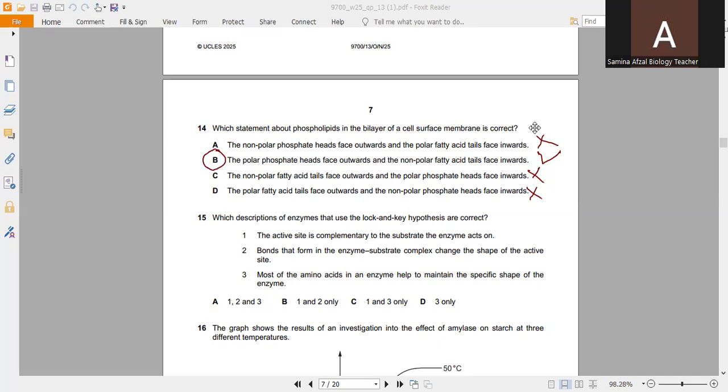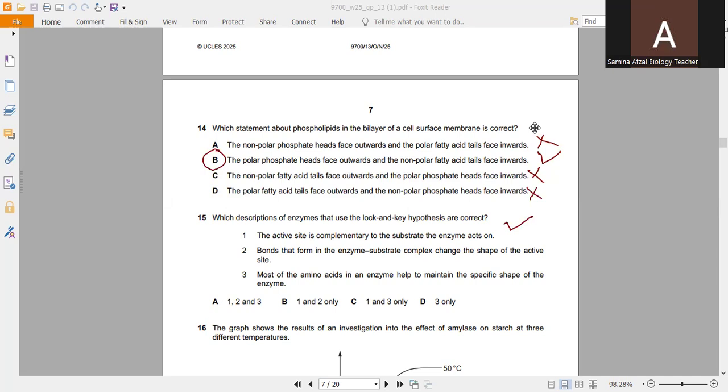Now, question number 15. In question number 15, you can see they have given us three statements and we have to choose the one correct option. Which descriptions of enzymes that follow the lock and key hypothesis are correct? The active site is complementary to the substrate. Yes, this is correct. Active sites are always complementary to the substrate which is attached to them.